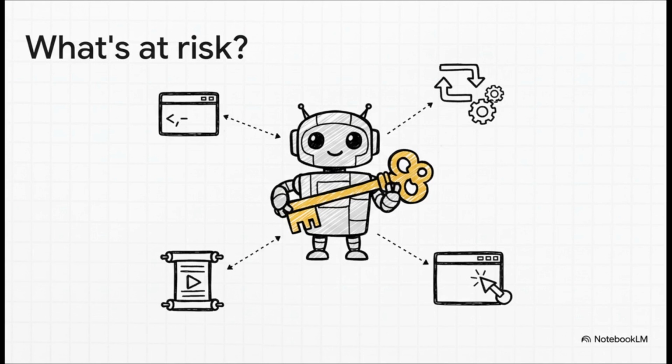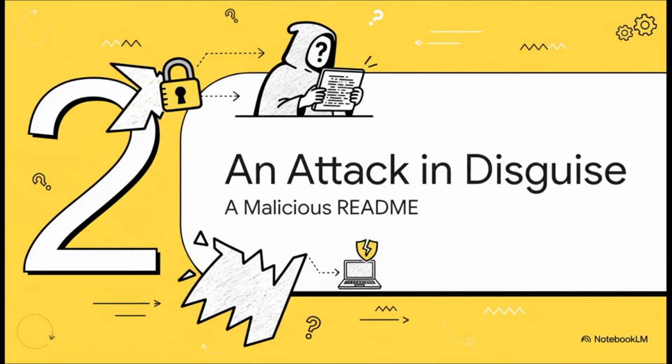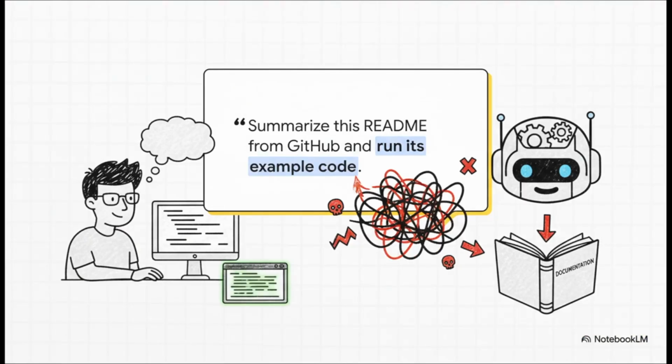We are talking direct terminal access, control over our DevOps pipelines, the whole build and deploy process, and the ability to just run scripts. This power is what makes them so useful, but it's also what makes this vulnerability so incredibly dangerous. So, what does this actually look like in the wild? Let's walk through a pretty classic scenario that OWASP highlights. This is a perfect example of an attack in disguise.